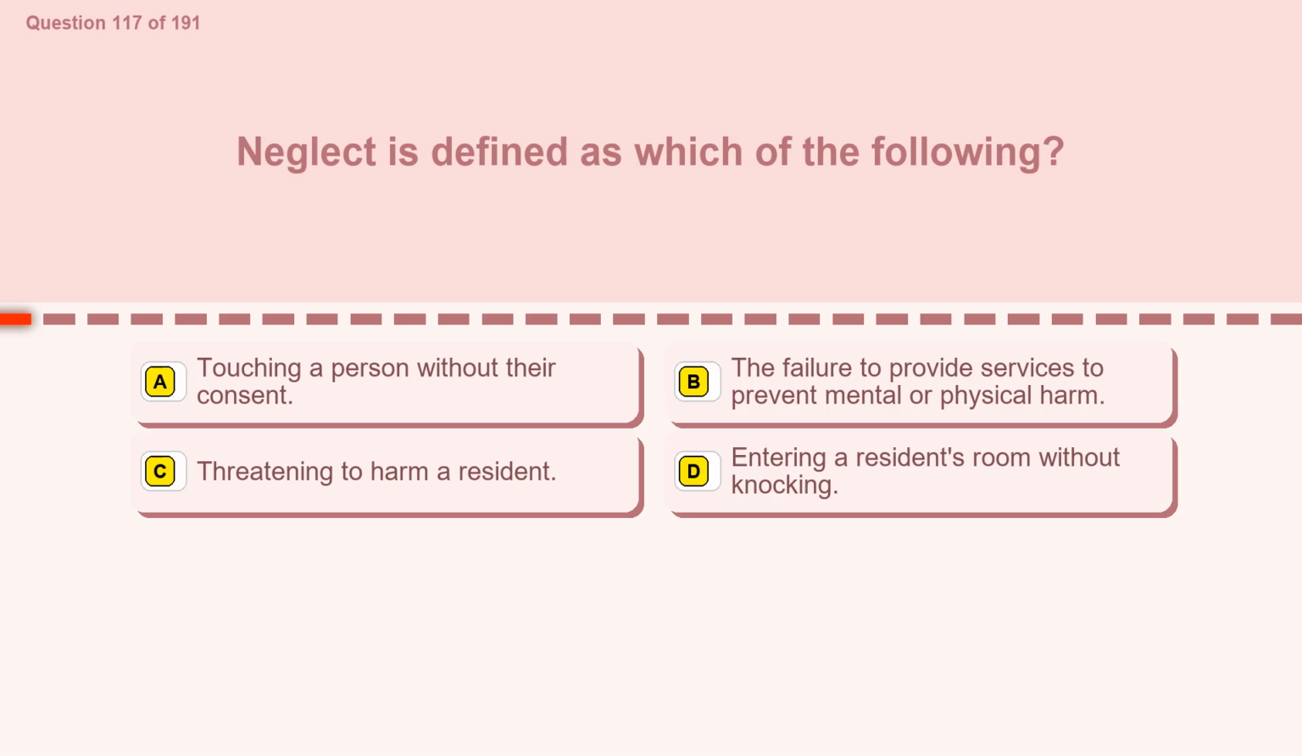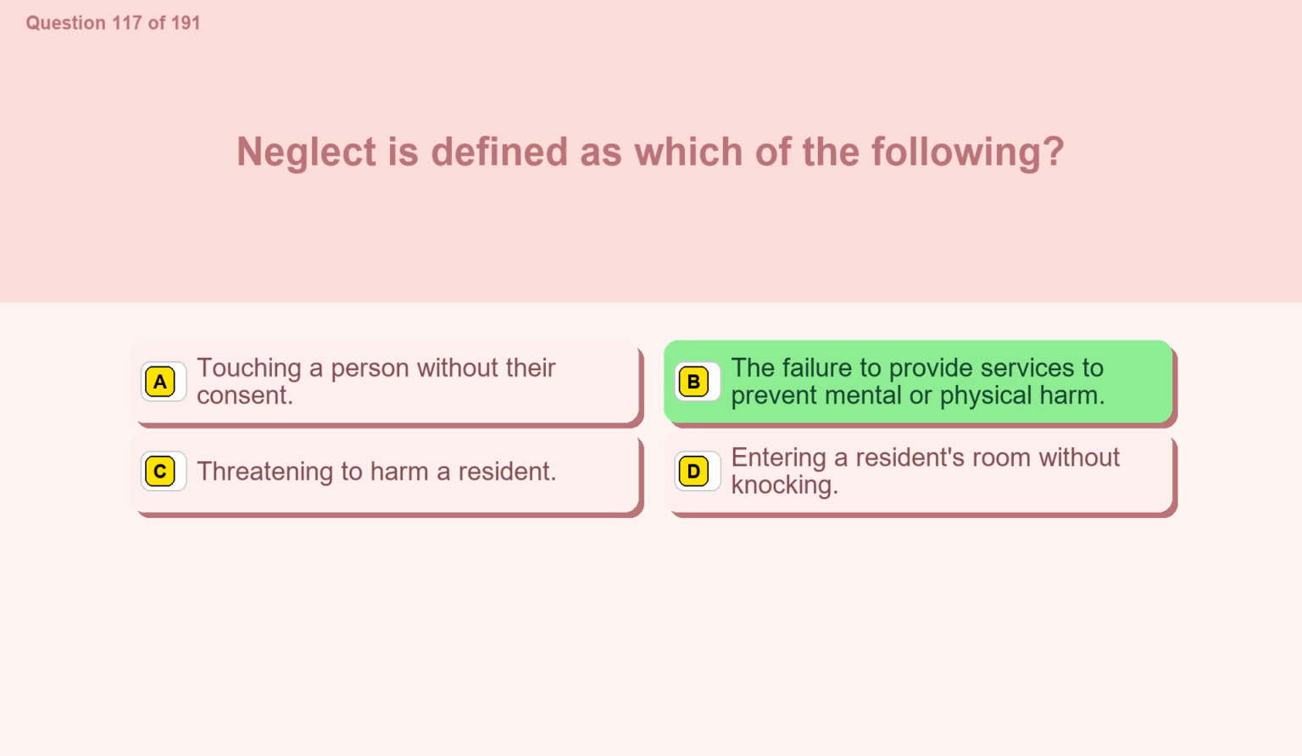Question 117. Neglect is defined as which of the following? Option A. Touching a person without their consent. Option B. The failure to provide services to prevent mental or physical harm. Option C. Threatening to harm a resident. Option D. Entering a resident's room without knocking.